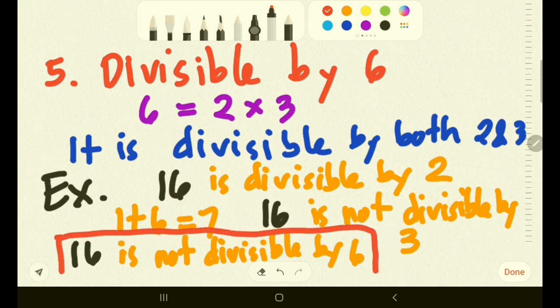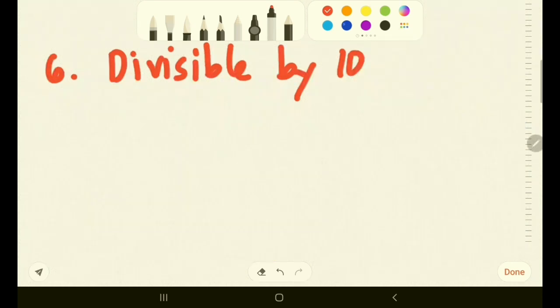Note, you must be sure that the number is both divisible by 2 and 3. Both, meaning the two numbers, the 2 and 3. So if the number is divisible by both 2 and 3, that means to say that number is divisible by 6. Let's have divisibility by 10.